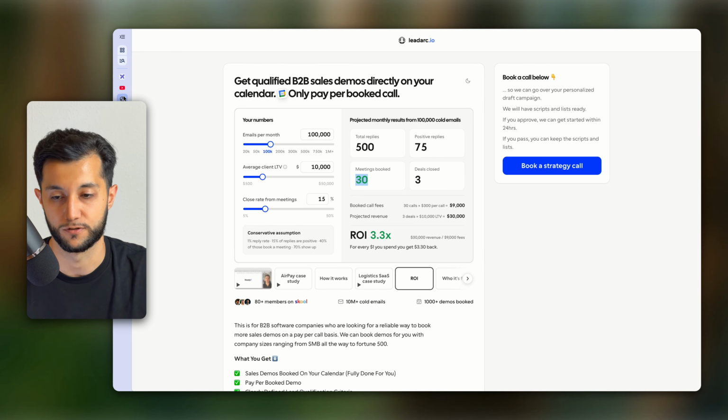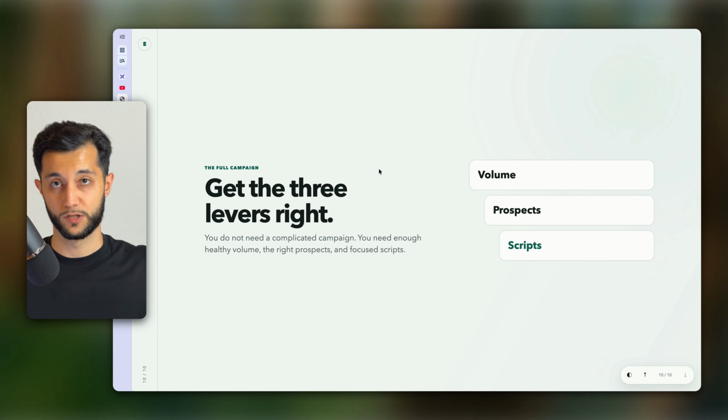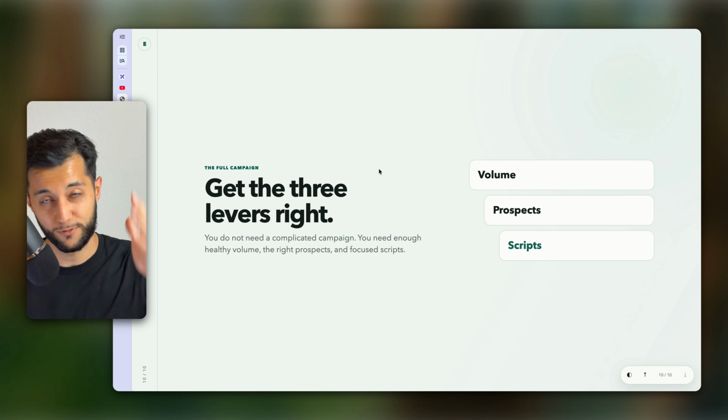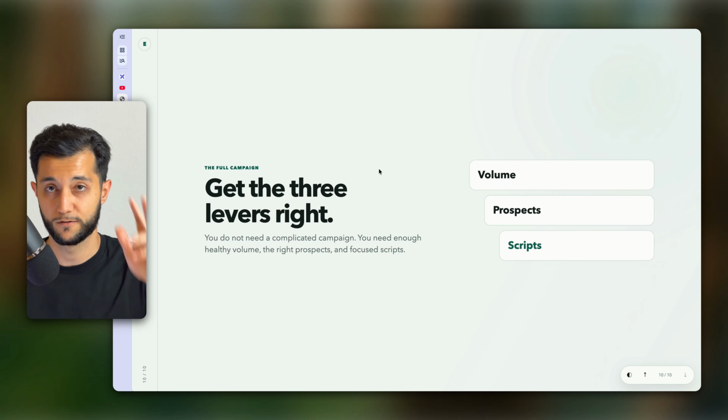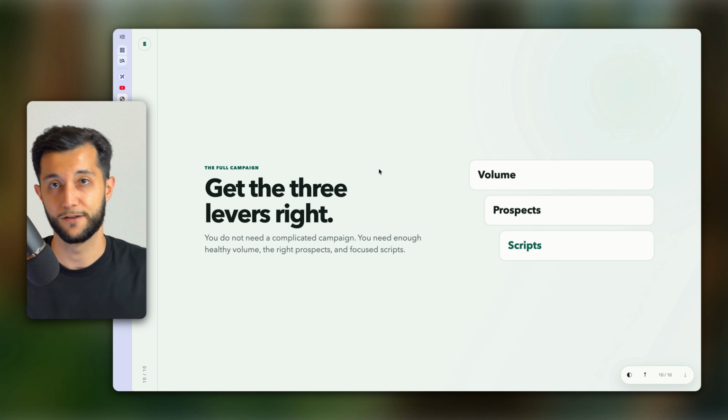So with that said, I hope this was helpful. As soon as you get these three things right, volume, prospects, and scripts, this will definitely work. And if you can't be bothered to do it yourself, I'll happily do it for you.